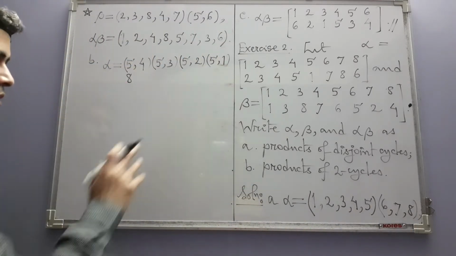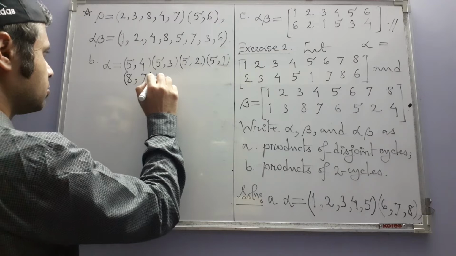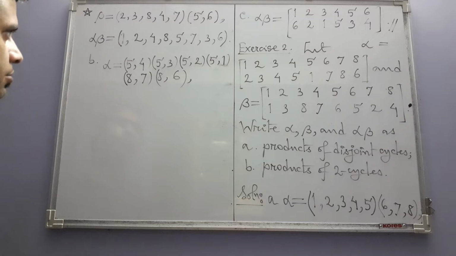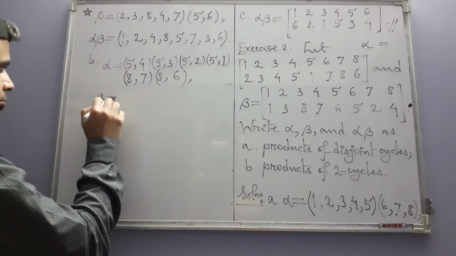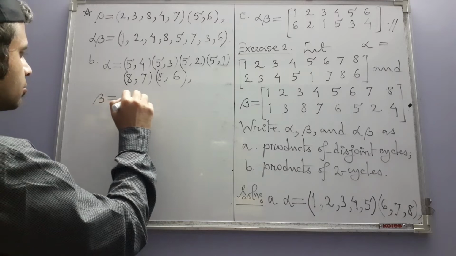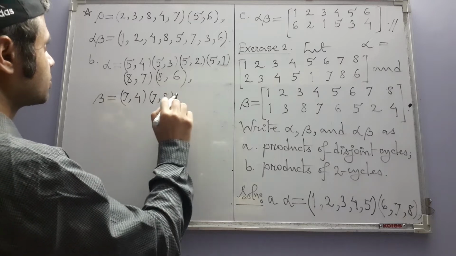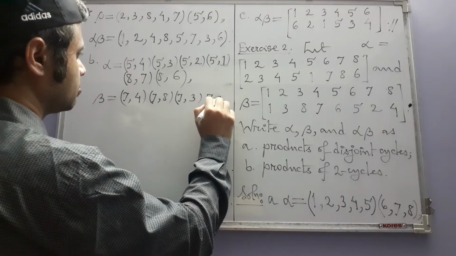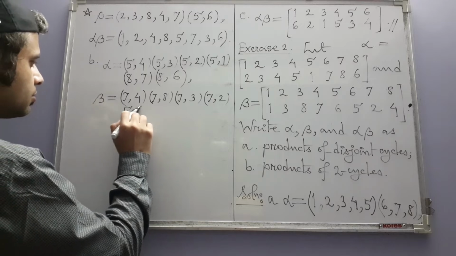8 7, 8 6. So this is alpha as a product of two cycles, and like that beta: 7 4, 7 8, 7 3, 7 2, and this itself is a 2 cycle, so we just simply write it.